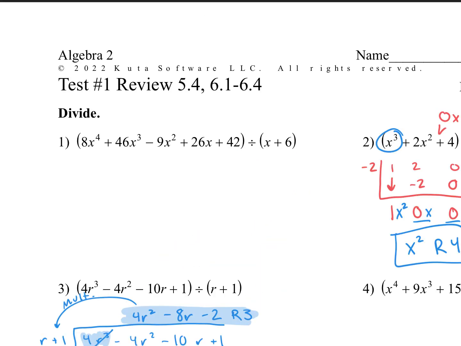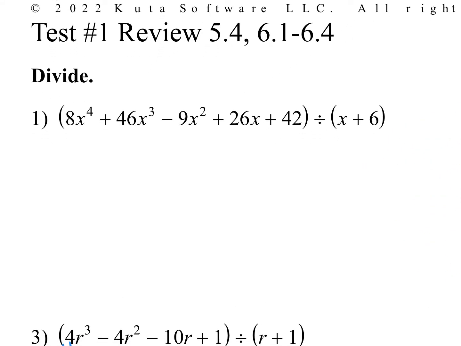So the test is going to start off by saying divide. You can pick whatever way you want to divide. You can use synthetic division or long division. So let's look at number 1 and we can divide. Can I give it a try? Sure. Do you want to do synthetic division?